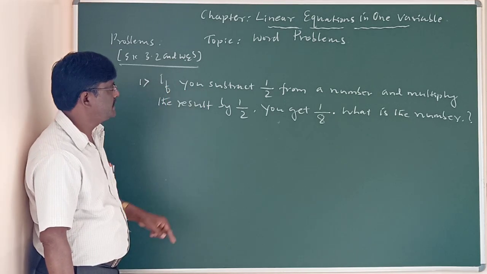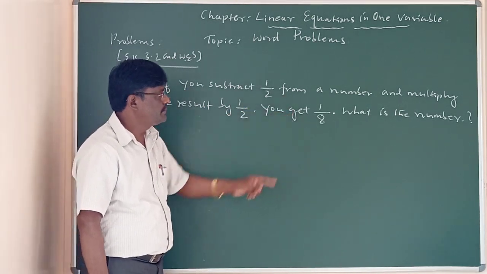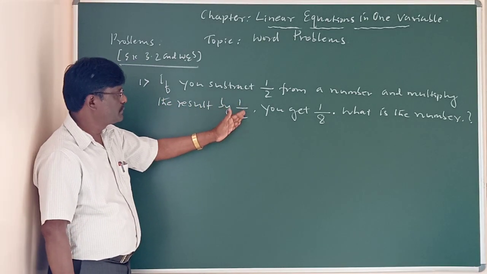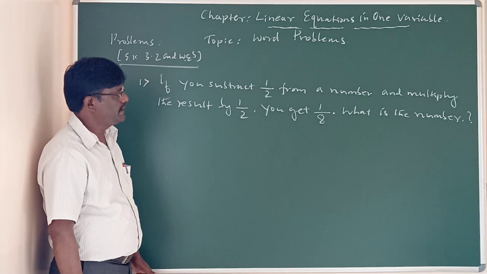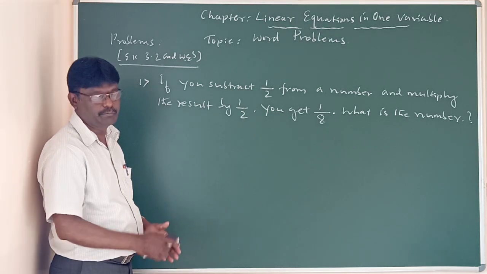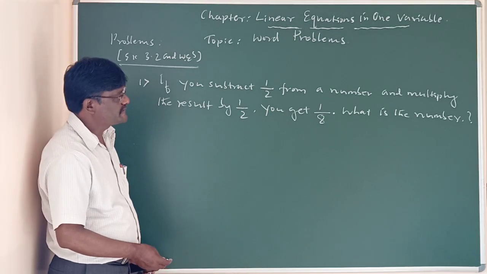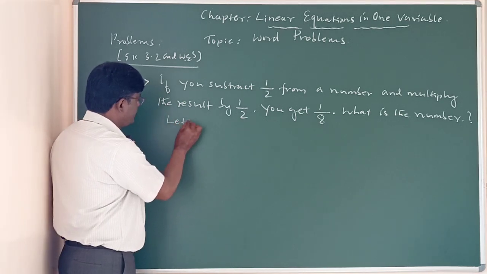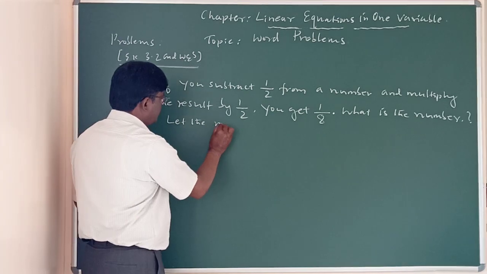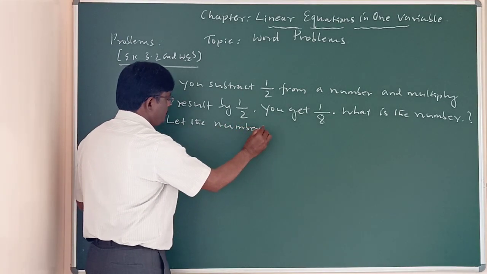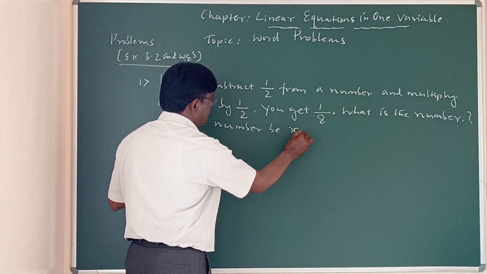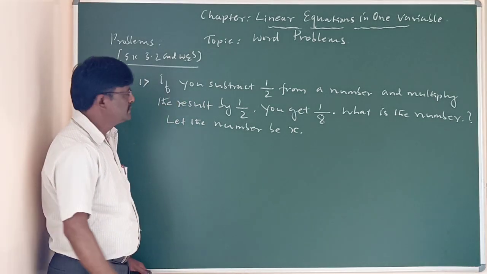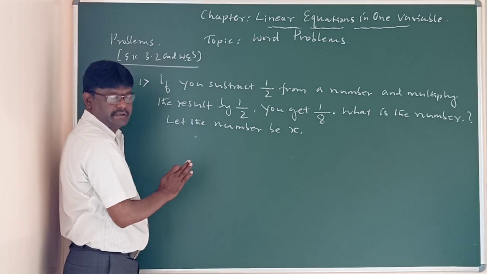If you subtract 1 upon 2 from a number and multiply the result by 1 upon 2, you get 1 upon 8. What is the number? As usual, let us start with the unknown. Let the number be x. Next, we have to apply the given conditions.